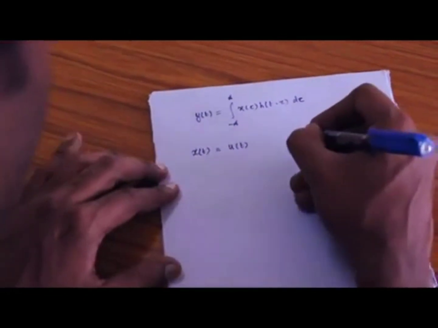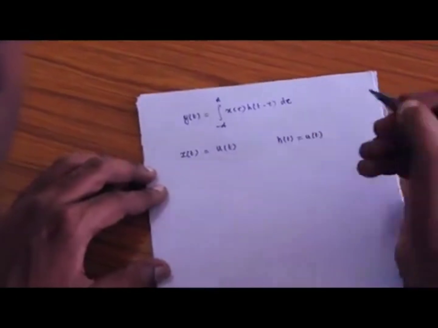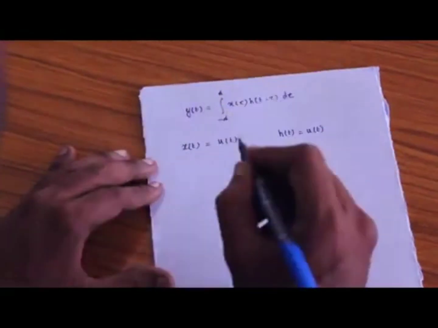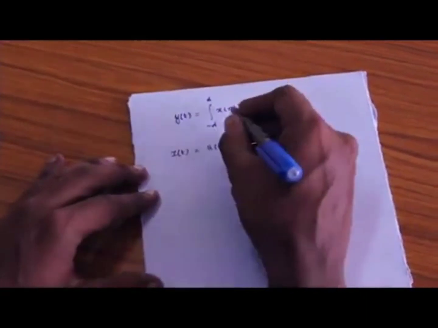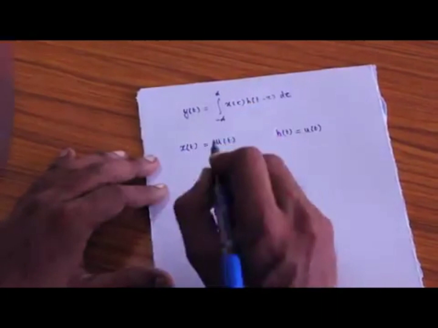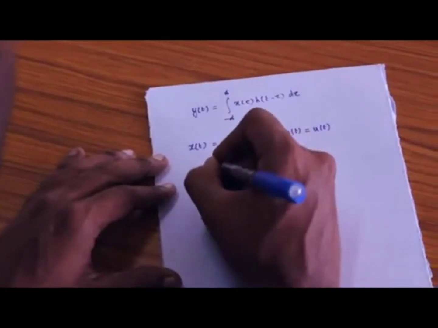And what is my h of t? That is also u of t. Now, as per the formula, I should find x of tau. So, how to write x of tau from x of t? Very simple. Simply replace t by tau. And before that, what is my unit step function?